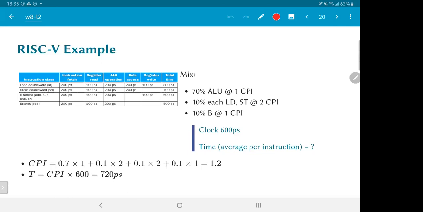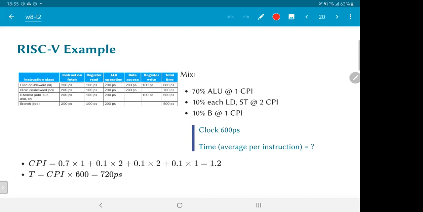Now, what we find is the effective CPI is 0.7 into 1 plus 0.1 into 2 plus 0.1 into 2. This is for the loads and stores. And finally, 0.1 into 1 for the branches. The effective CPI, in other words, is 1.2. In other words, for this particular program mix, that is 70% instructions are ALUs and 10% each of loads, stores, and branches, the effective cycles per instruction is 1.2.